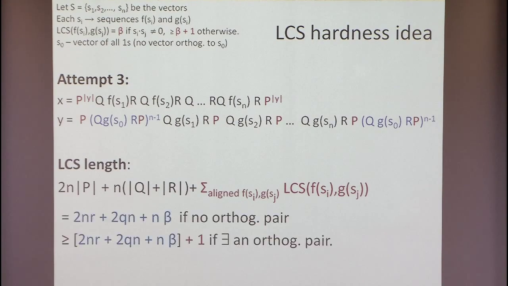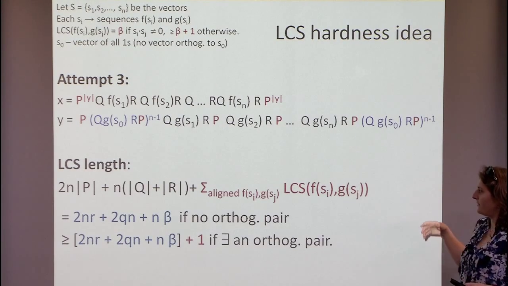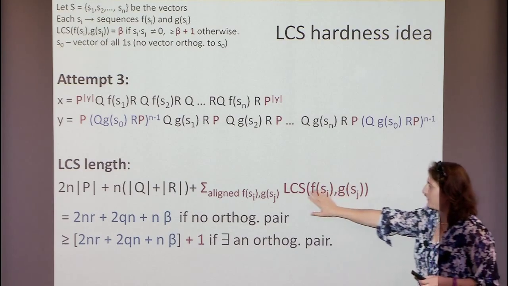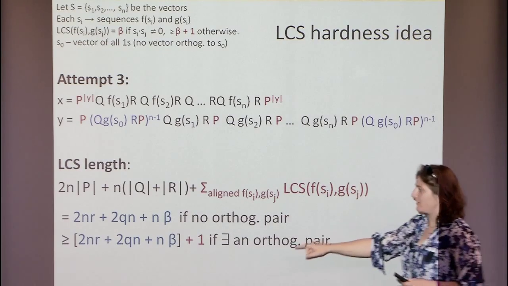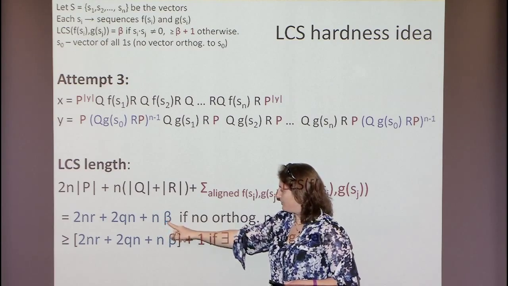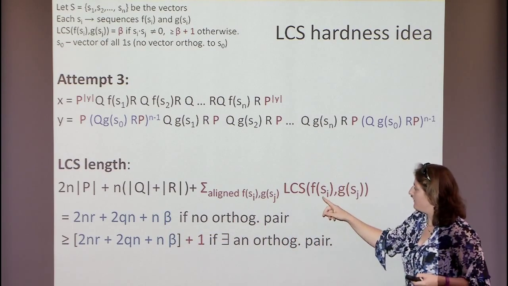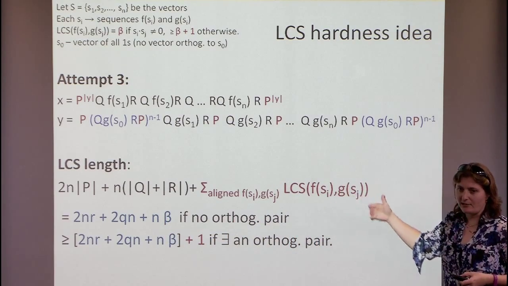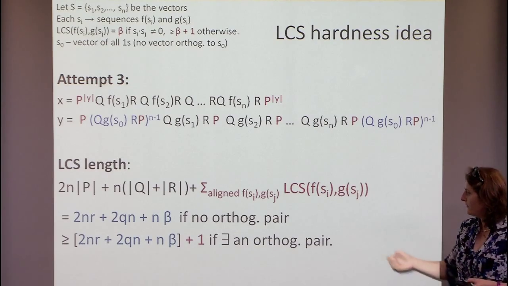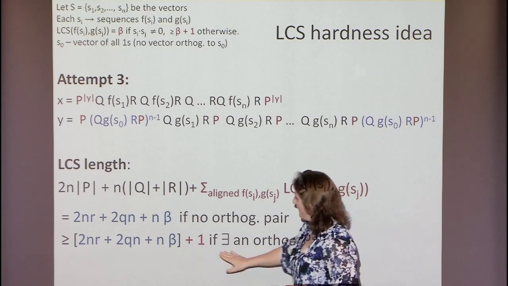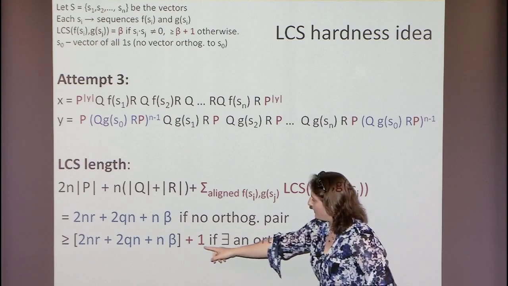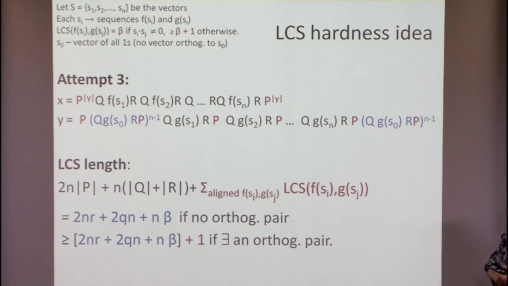And then what you get is that if there is no orthogonal pair, the entire contribution of the red part is n times beta, because there's only n of the f sub s of i's, and each one is aligned with exactly one g of s sub j. And if there is an orthogonal pair, you get an extra plus one, because in the position where you put an si and sj and you align them, you get beta plus one instead of beta.